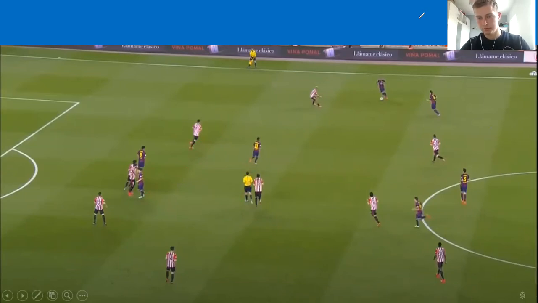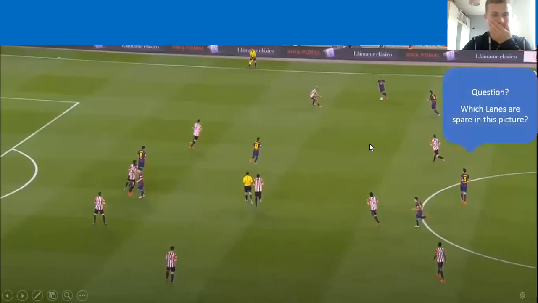So on this one, you can see that it's slightly different. So which lanes would you say are spare in this picture? Again, don't be afraid to make a mistake or to go wrong. It's just purely checking your knowledge, your understanding. This is obviously Barcelona attacking towards the left. Okay, so have a look and we'll see which lanes you feel are free from what you guys can see.